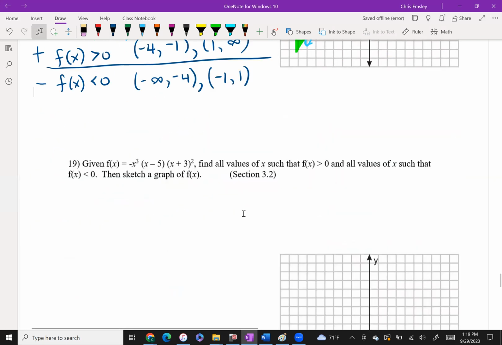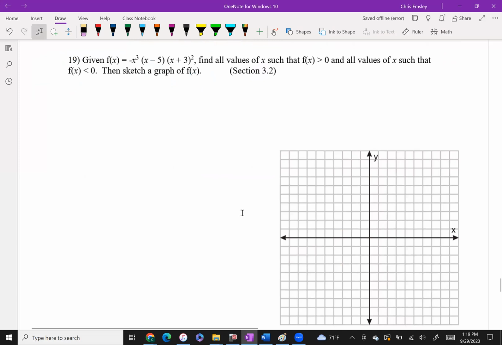Okay, number 19. Another one. This time, well, this is nice. It is factored for us already. So we are ready to go in and just figure out what those x-intercepts are. So we are factored: 0 equals -x cubed, x minus 5, and x plus 3 squared.